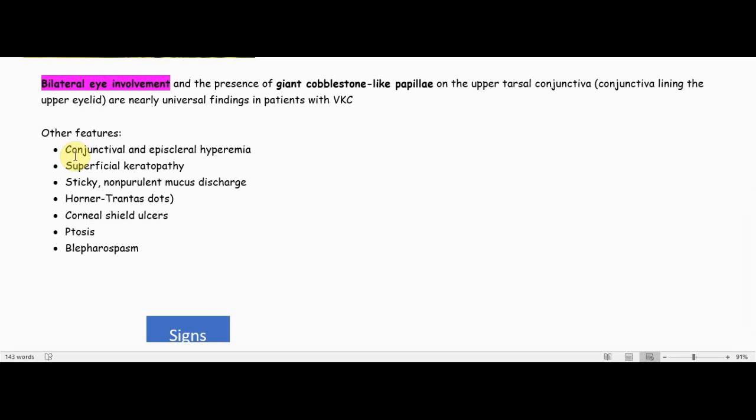After that, there will be the development of subepithelial scarring as well as peripheral neovascularization, and all of these features of keratopathy can lead to blindness. So that is something you should be on the lookout for.